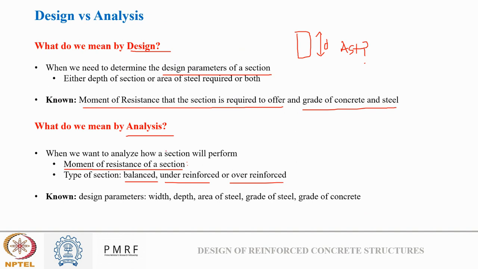Now, for knowing how the section will perform, we need to have design parameters. So here we will have width, depth, area of steel, and grade of concrete known to us. When the design parameters are known, we do analysis to analyze the performance of the section, and when the moment of resistance that the section will offer is known, we design the component so that it can resist that moment of resistance. I hope everyone is clear with the difference between design and analysis.